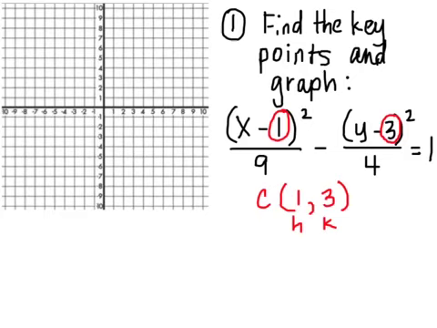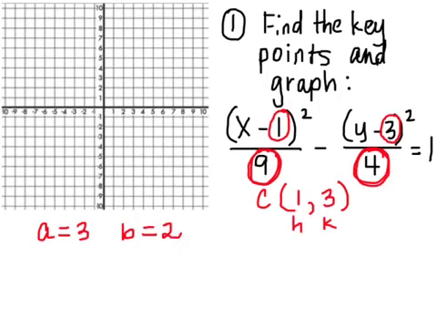So we've got the center, and so we can graph that. We also have our a and b. And remember, it's not a being the bigger one, but a is always the first one. In this case, a happens to be the bigger one, but that is not why it's a. A is going to be the first one. And so a squared is 9, and that makes a 3. And we have b squared is 4, so b is 2. So let's graph what we have so far.